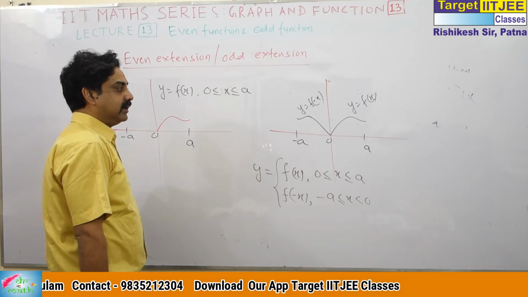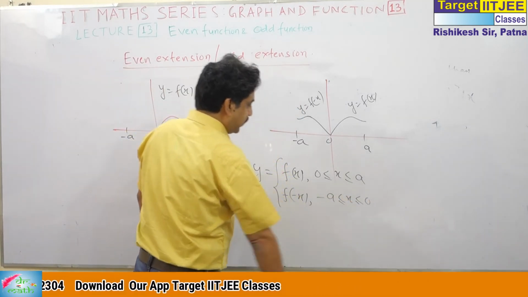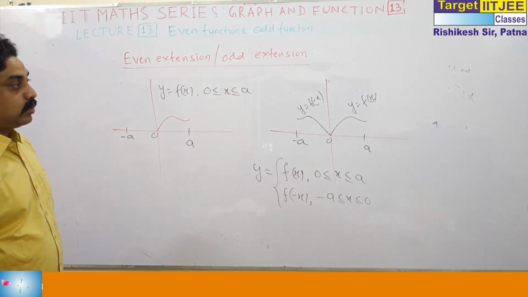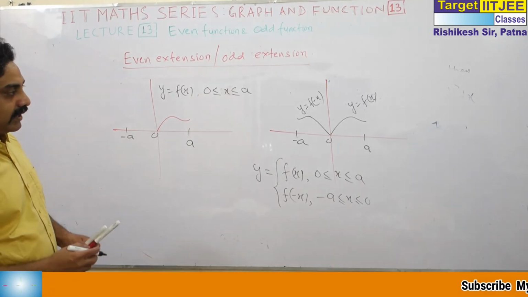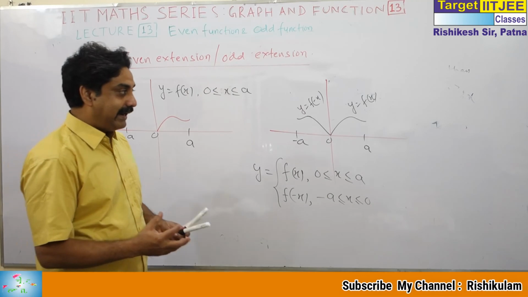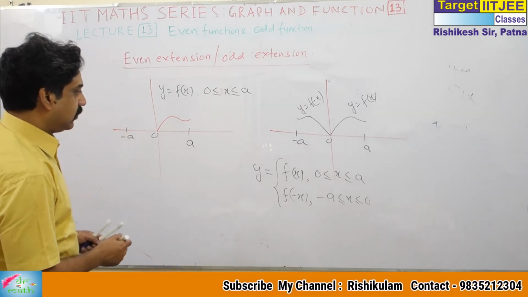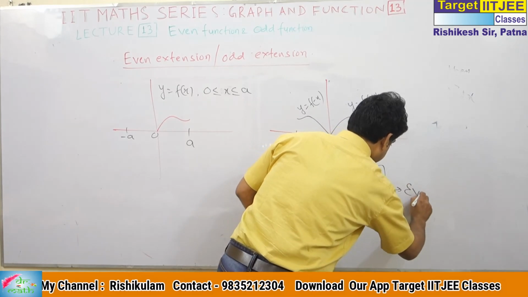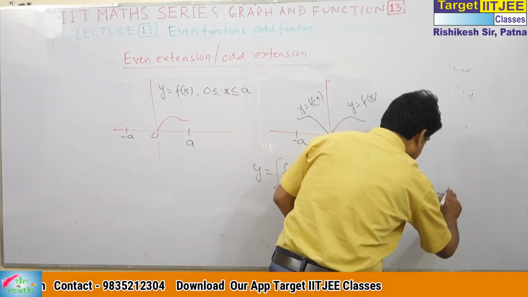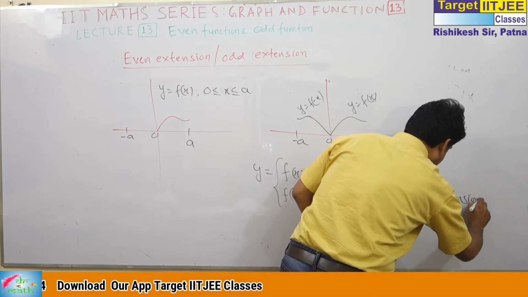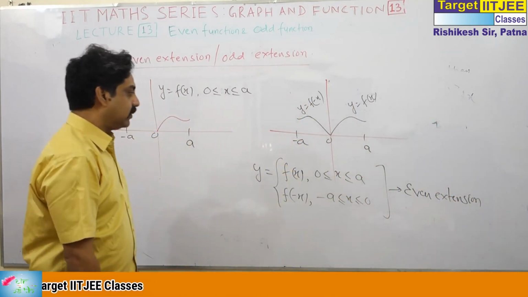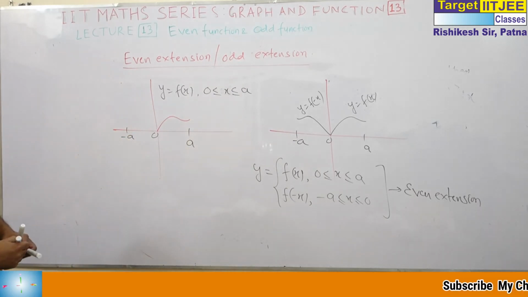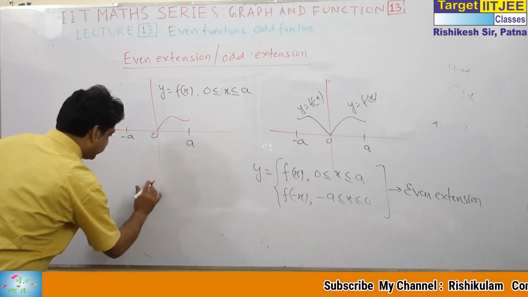And this is called even extension. Overall, even extension means we have extended the graph so that the complete graph becomes even. What is odd extension? For odd extension, we write with a symmetric property.